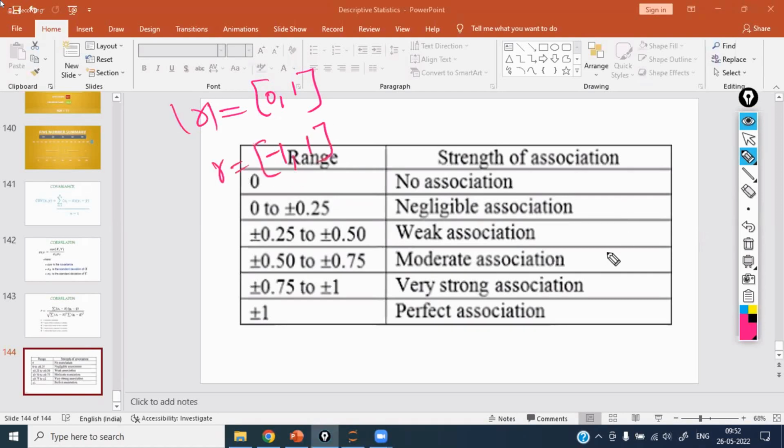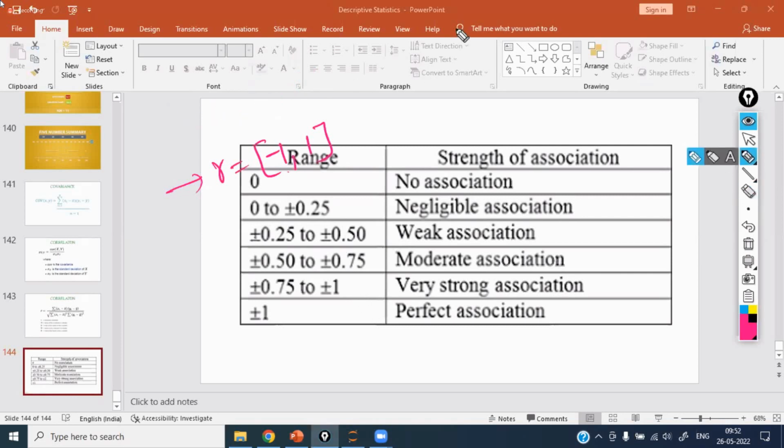This is an interview question. What is the range of correlation? Minus 1 to plus 1. Any value can be minus 1 to plus 1 only. The maximum value is plus 1, and the minimum is minus 1, nothing more than that. The range is going to be between minus 1 and plus 1.